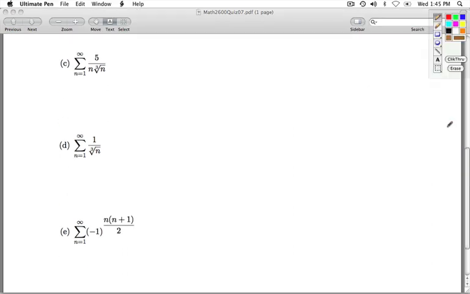Letter C. I can rewrite this as the series from n equals 1 to infinity of 5 over n to the 4/3 power. I've got n to the first here. This is n to the 1/3, n to the 4/3. This is a p series. P equals 4/3, and what's important about that? It's greater than 1, so the series converges.